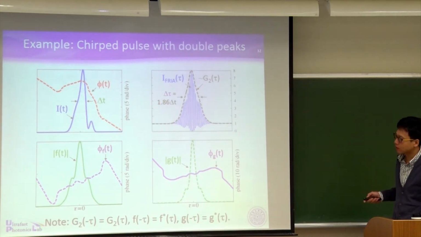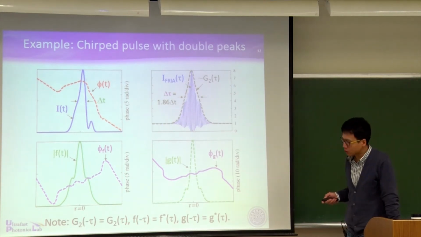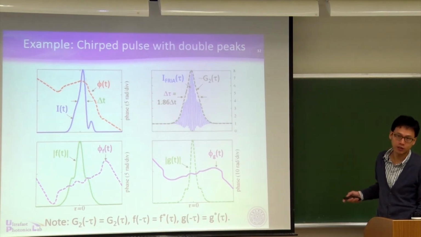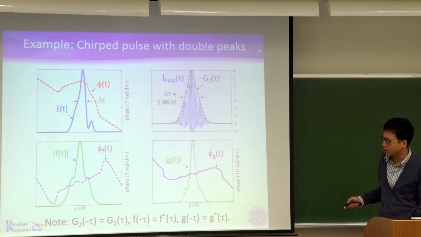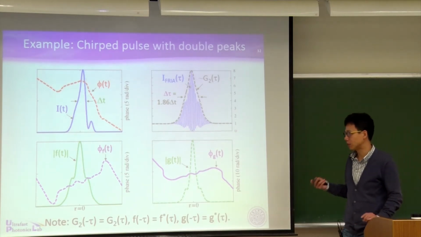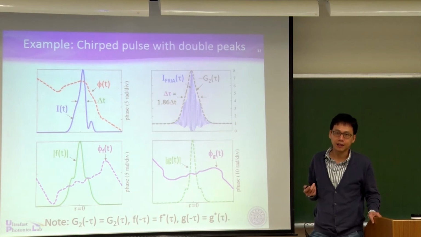So that means the magnitude of the f function is an even function, but the phase of the f function is an odd function, which you can witness in the third figure here, right? The green function is an even function, but the purple function is an odd function. Mathematically, you can prove f of minus tau equals f of tau star. Same thing in the g function. The magnitude is even, the phase is odd.